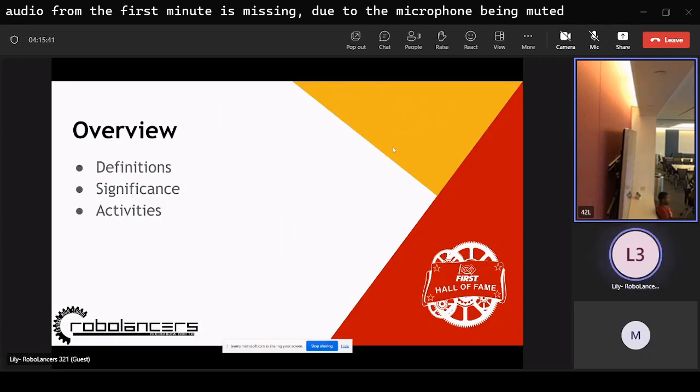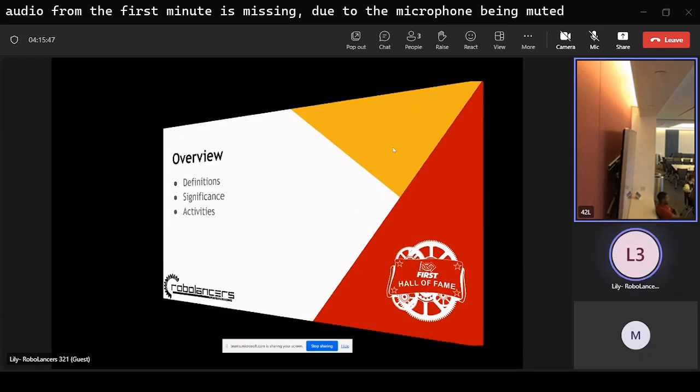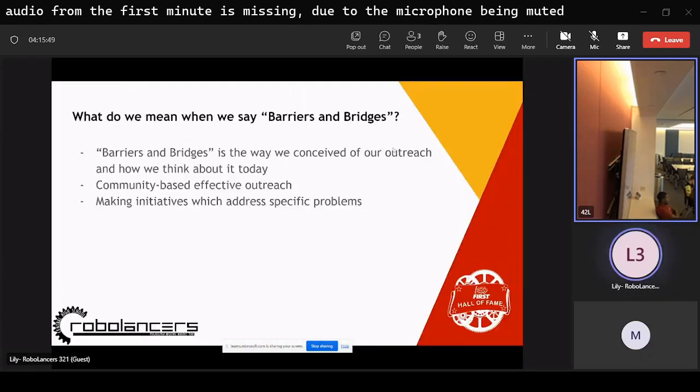Okay, so I'm going to do an overview. So we're going to talk about definitions, significance, and activity. Okay, so what do we mean when we say barriers and bridges? Barriers and bridges is where we conceived our outreach. It's this idea of community-based effective outreach and making and creating initiatives that target specific issues within one's community. And then we're going to define barriers and bridges.